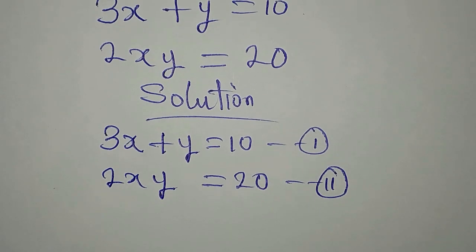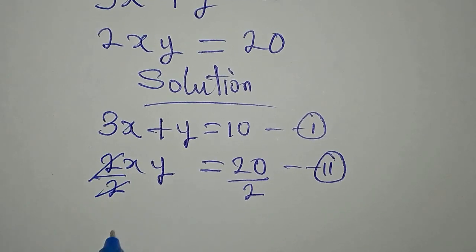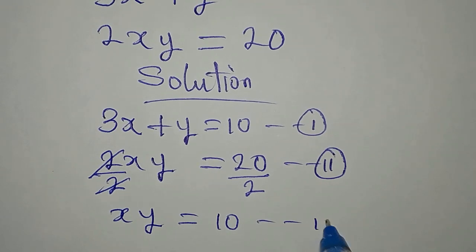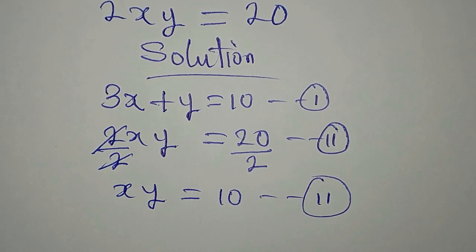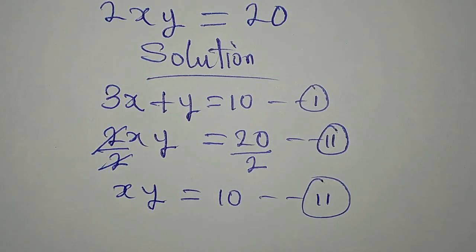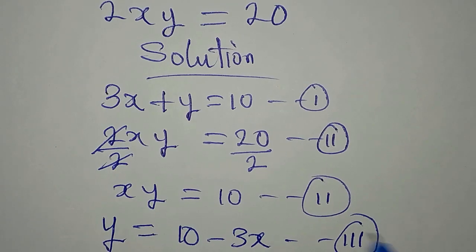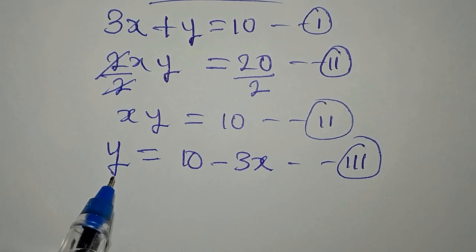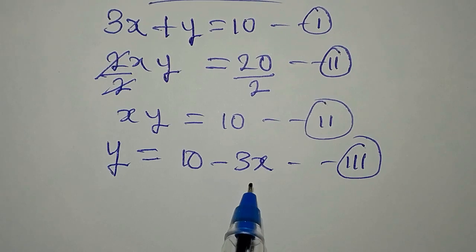But this equation 2 can be reduced: I divide this by 2, divide by 2, and this will go. Now xy = 10. Let's still call this equation 2. But then I can make y the subject from equation 1, and then y shall be equal to 10 minus 3x. Now this is our equation 3. It is equation 1 that gave birth to equation 3.